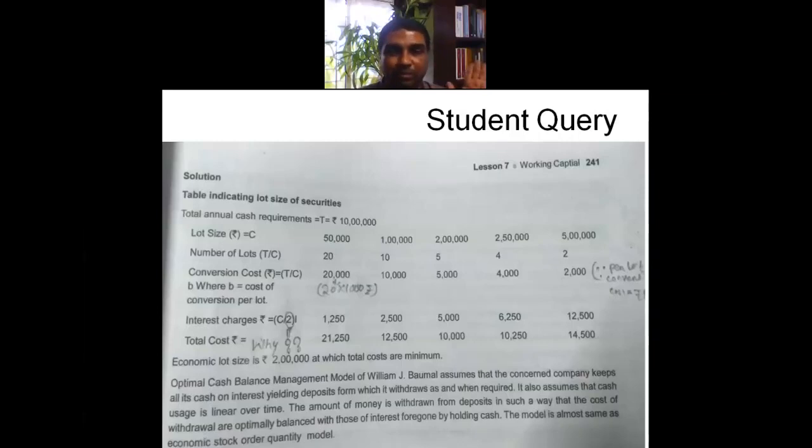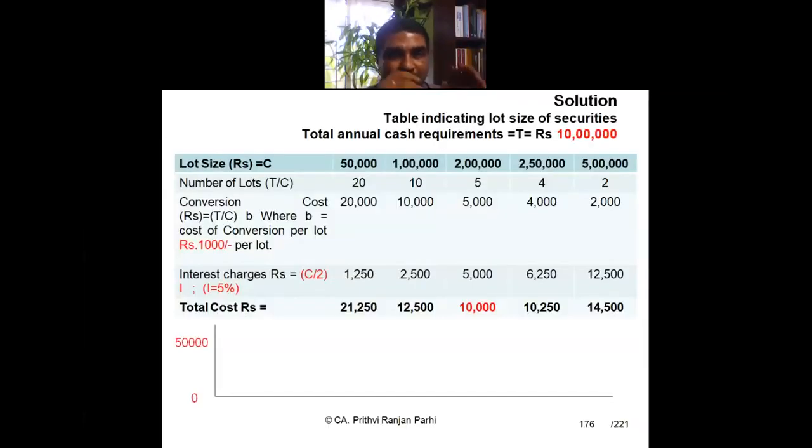First, we'll do the solution to this question. Let us see. First, let us solve that question. So, the question says this can be the lot size: 50,000, 1 lakh, 2 lakh, 2 lakh 50,000, or 5 lakh. These are the possibilities. Is it not? Okay. And how much money do we require annually? 10 lakh. 10 lakh money required. So if I withdraw, or if I invest in the lot of 50,000, then how many lots will be there?